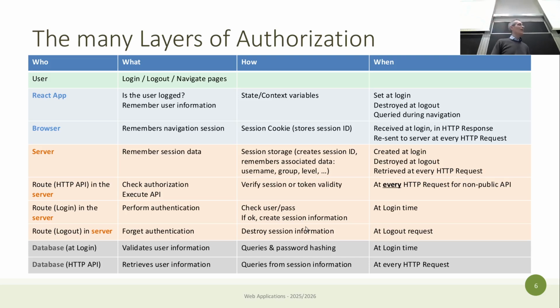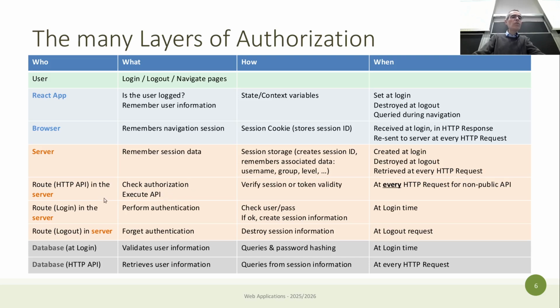Okay, just to give you an idea of the complexity, there is this table that tells you the various layers of authorization, not authentication, authorization, okay? So let's say the user does login, logout, so it's authorized to log in and log out and navigate to some pages and so on. In the React, you need to keep track of this information, and the browser has to remember this information. We talk in a minute about sessions, cookies, and so on. The server has to remember this information as well, so this session data, etc.